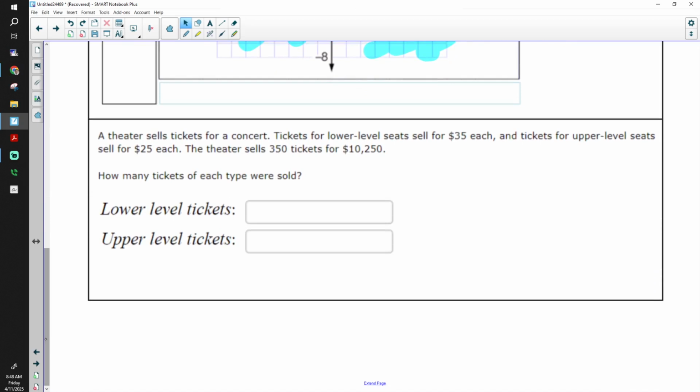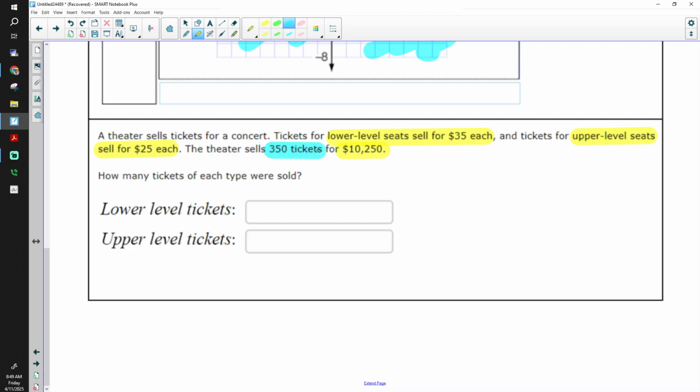Okay, let's do another one. A theater sells tickets for a concert. Tickets for the lower level seats sell for $35 each, and tickets for the upper level seats sell for $25 each. And the theater sells 350 tickets for $10,250. So we have 4 very important numbers. Lower level seats are 35 each. Upper level seats are 25 each. And 10,250 is our total. We also have this 350 tickets.